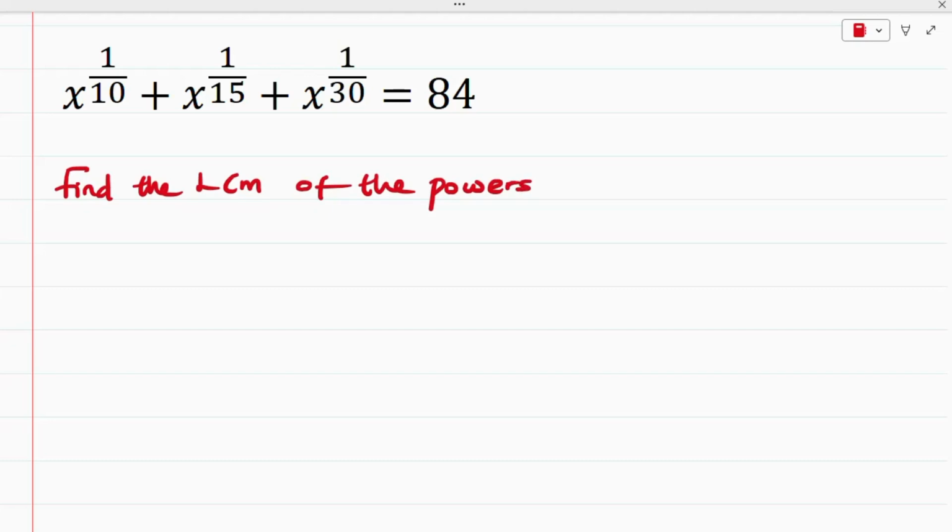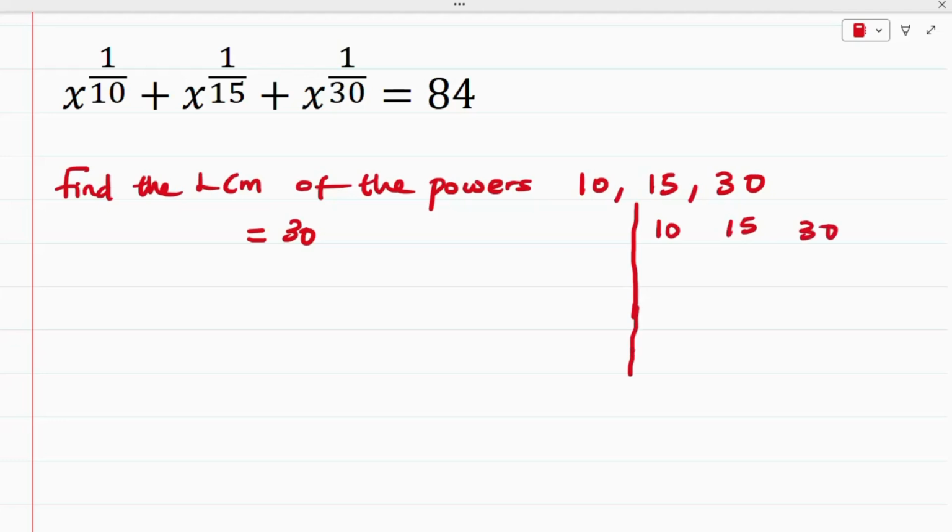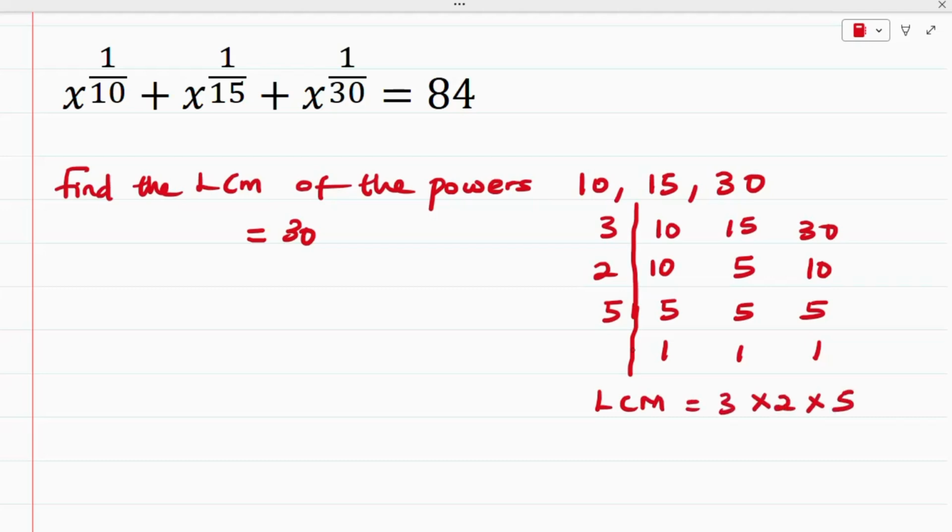Now the LCM of the powers, we have it to be 10, 15 and 30. Alright, so finding the LCM of this, we're going to have the LCM to be 30, and this is how we got the LCM. So from here we have 10, 15 and 30. We look for the number that's going to go. We have 3. 3 divided into 10 is 10, 3 divided into 15 is 5, and 3 divided into 30 is 10. Now we have 2, 2 into 10 is 5, 2 into 5 is 5, and 2 into 10 is 5. So divide by 5, 5 here, 1, 1, 1. So we have the LCM to be 3 times 2 times 5, which is equal to 3 times 2, 6, 6 times 5 is 30, and that is how we got the LCM to be 30.